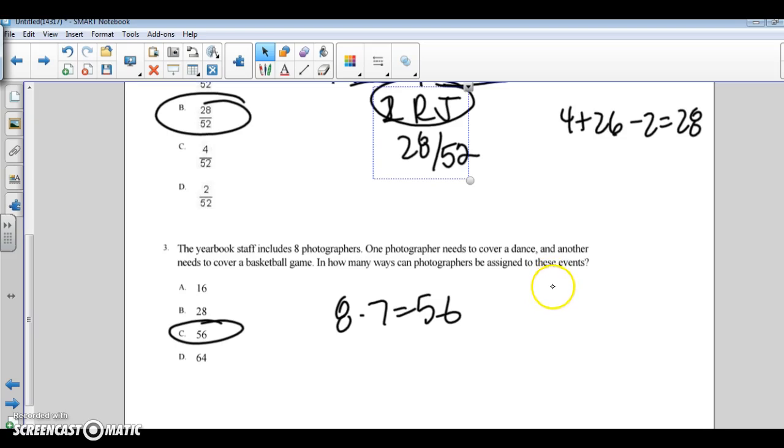The yearbook staff includes 8 photographers. One photographer needs to cover the dance, the other needs to cover the basketball game. And how many ways can these events be assigned? Well, you have 8 choices for the first event, and then you have 7 choices for the second, which would give you 56 choices. You also have 8 P2, that'll give you the same result.